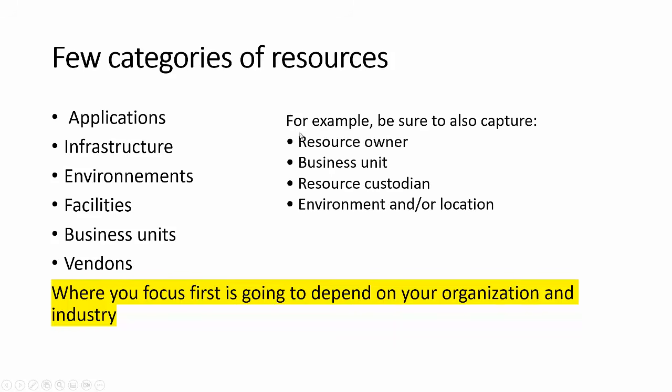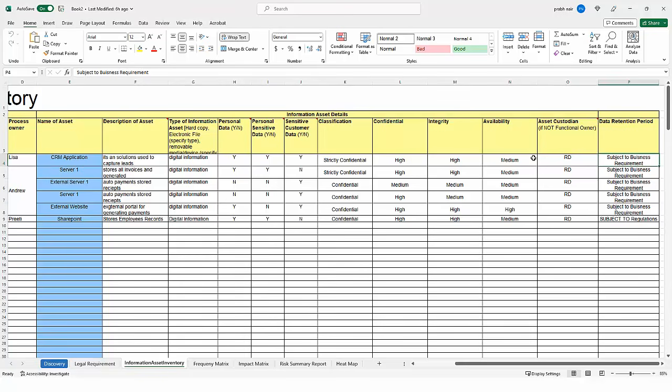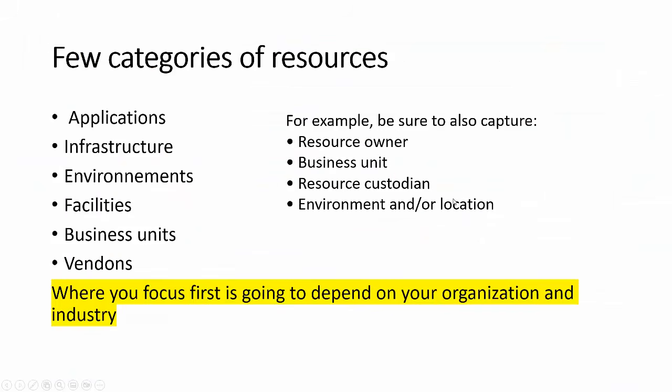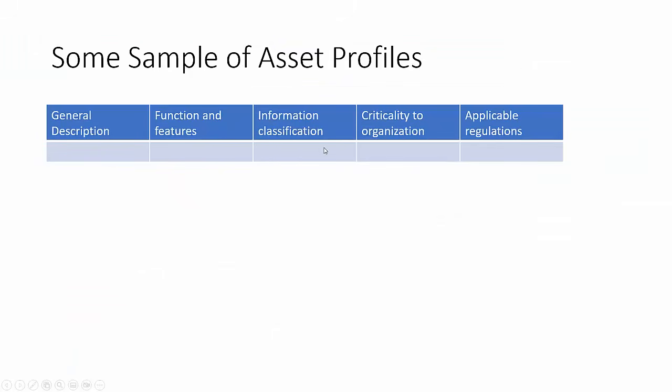Here we have an example where we capture the details in this order: resource owner, business units, resource custodian, environment. I have used the same thing but in more detail. I mentioned the asset custodian, the type of information I'm capturing, and the name of the assets. So this is the sample asset profile we create.